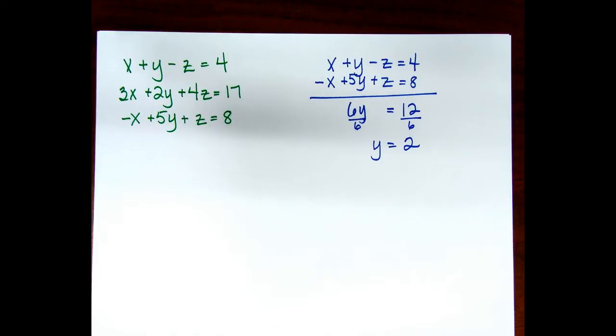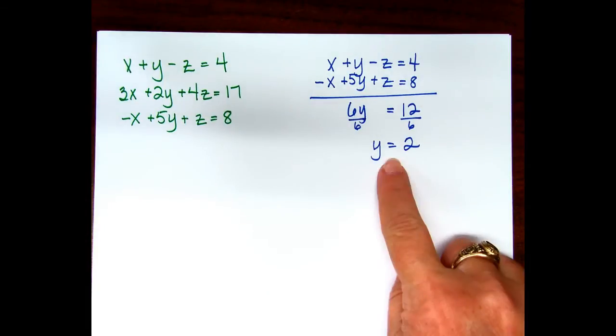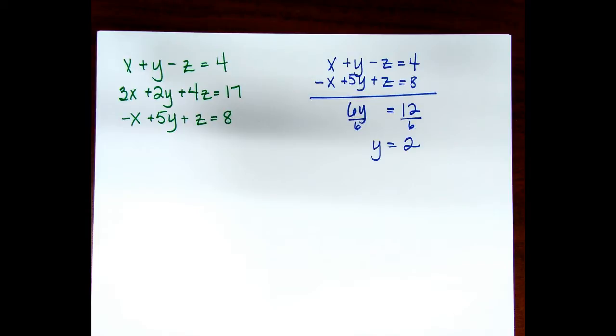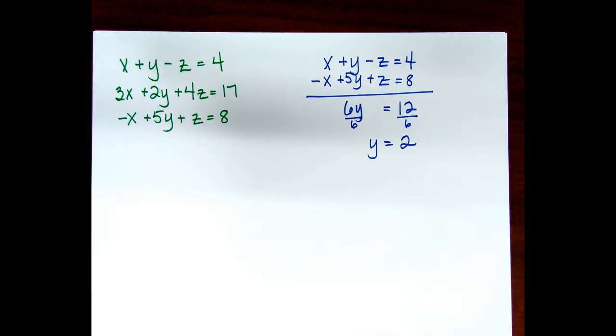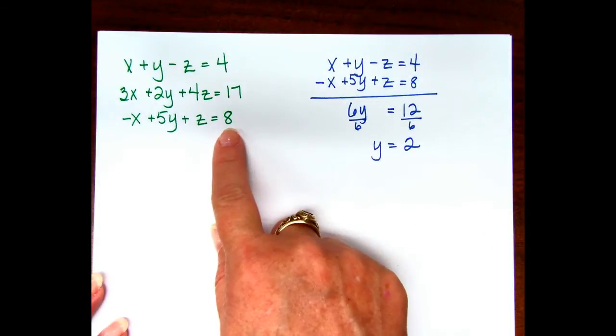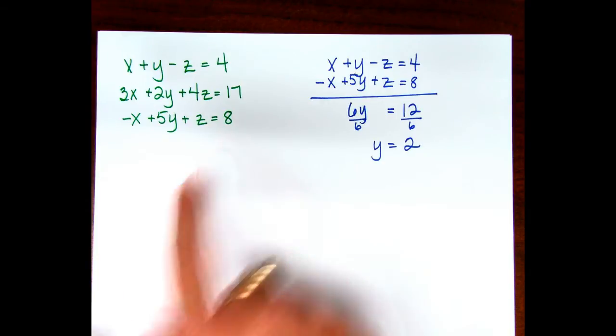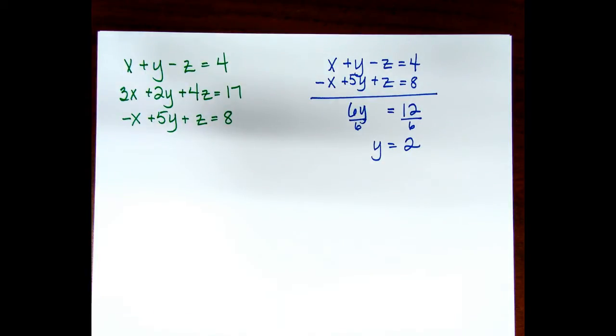Well, that's all fine and good, but I still need my other 2 variables, don't I? So I know y, and that's great, but I still have some work to do to get the other 2 variables, right? What should I do next? So I'm going to plug this back into an original equation. Is that what I want you to do? Is that what you want to do? Yes. Okay, that's one choice for the record.